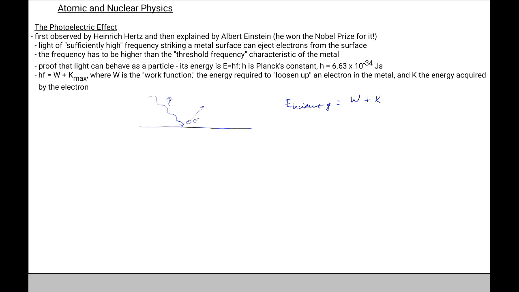So the minimum energy necessary to loosen up this electron, to free it from the metal, is going to be equal to the energy of the incident photon. And then if there is extra energy, then that electron can even acquire some sort of kinetic energy. Now, this work function is related to the threshold frequency. So this work function is going to be h times the threshold frequency.